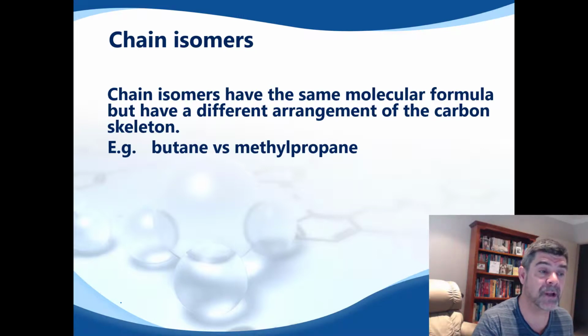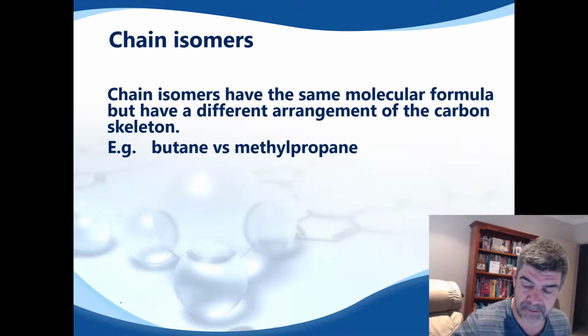The first one we want to look at is a chain isomer. So chain isomers have the same molecular formula, but they have a different arrangement of the carbon skeleton. So what does that actually mean? Well, we can show what that means by looking at butane and methylpropane.